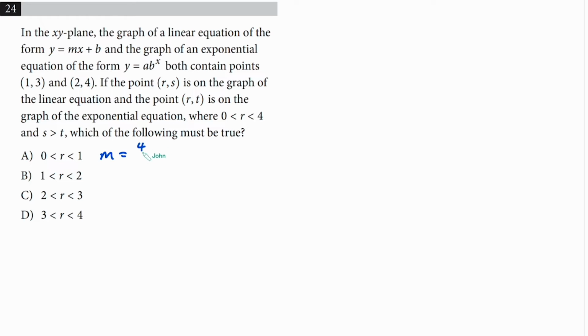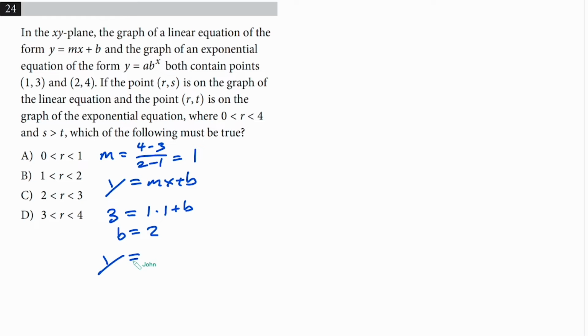We have that the slope of the linear equation is y2 minus y1 over x2 minus x1, which comes out to 1. We can then use the y is equal to mx plus b equation with the point (1, 3) to get our y-intercept, and that's 2. So the linear equation is y is equal to x plus 2.